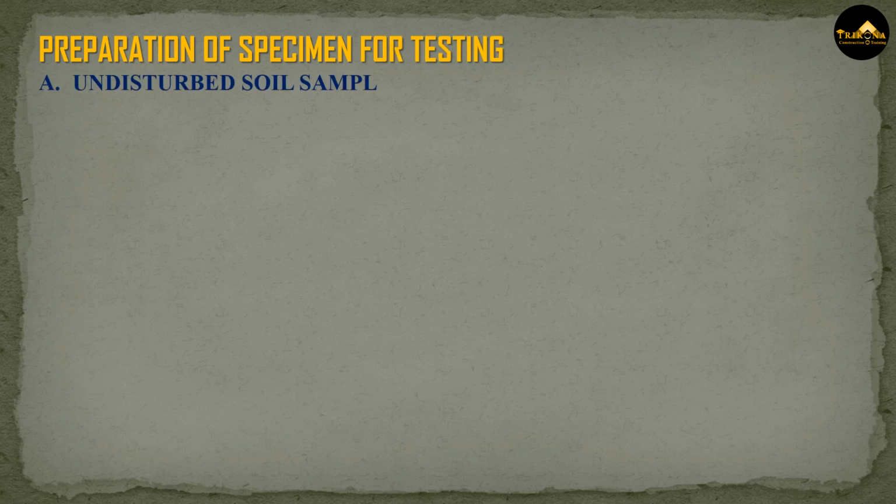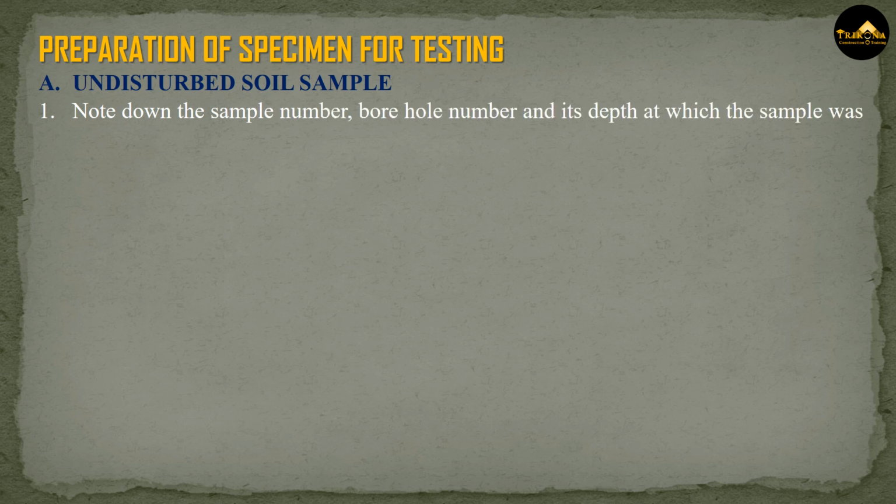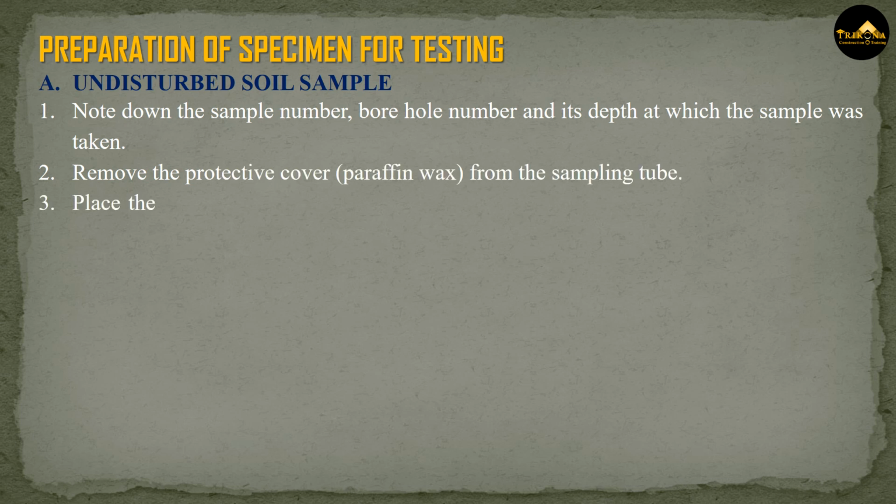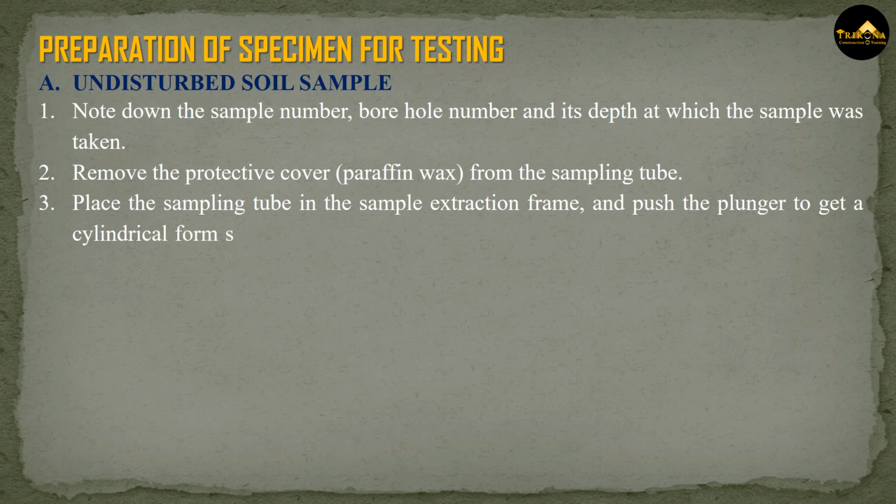Undisturbed soil sample. Note down the sample number, borehole number and the depth at which the sample was taken. Remove the protective cover, paraffin wax, from the sampling tube. Place the sampling tube in the sample extraction frame, and push the plunger to get a cylindrical sample not longer than 35 mm in diameter and having height equal to that of the mold.